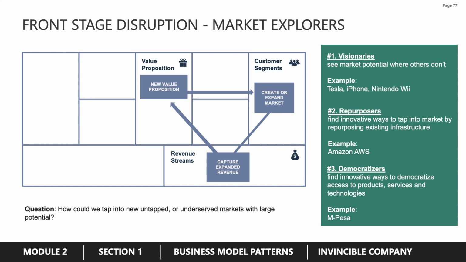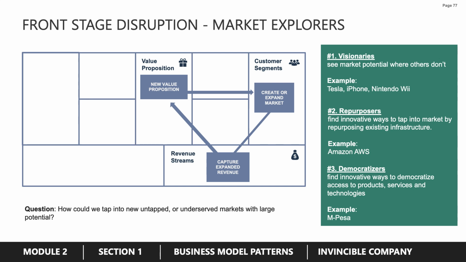You've got then this idea of repurposers. Now, repurposers find innovative ways to tap into a market by using their existing infrastructure. So here, for instance, we talked about earlier Amazon. It had this huge global infrastructure, and it decided that it was using it for its own purposes, but it could be repurposed for cloud hosting. So in other words, large companies could use their infrastructure to host their website, develop on top of it, and reach a global audience. You've then got people like democratizers.